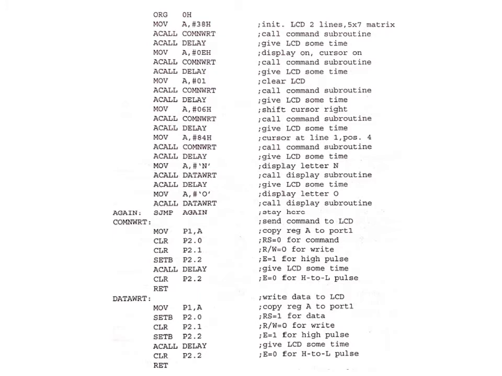Again, if you go to this particular command write subroutine, the same operation continues. The content of A will be copied to P1, CLR P2.0, RS is equal to 0 for command, and again we need to clear port 2.1, that is for read write operation. To do that it should be 0. Then set port 2.2, that is E is equal to 1 high, call a delay, then again make it low by clearing port 2.2.